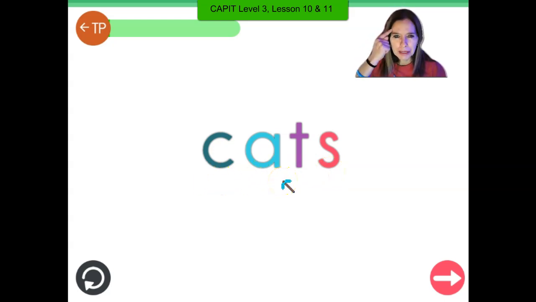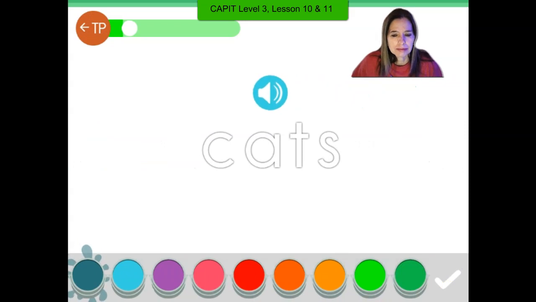If I think about what this word means, cats, I know that it means more than one cat. So this S on the end is a suffix. We add a suffix to the end of a word to change its meaning. So on this word, when we add suffix S, it makes it mean more than one cat.